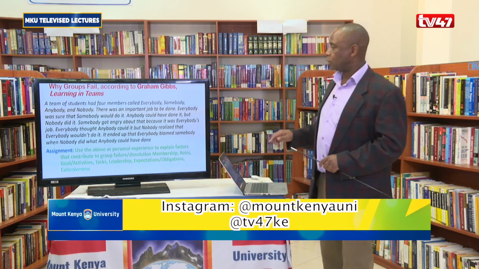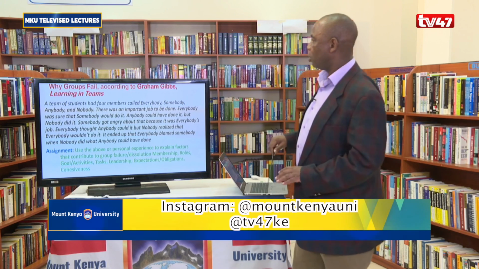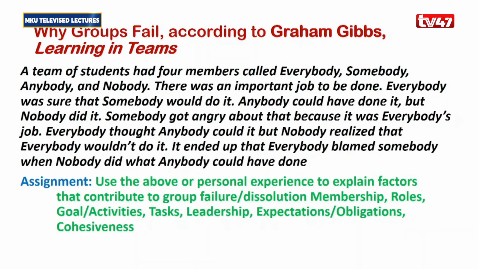Okay. So as we come to the end of group behavior, this is a fairly known quotation by Graham Gibbs, who noted that a team of students had 4 members called everybody, somebody, anybody, and nobody. There was an important job to be done. And these are the group members: everybody, somebody, anybody, and nobody. And everybody was so sure that somebody would do it. Anybody could have done it, but nobody did it.